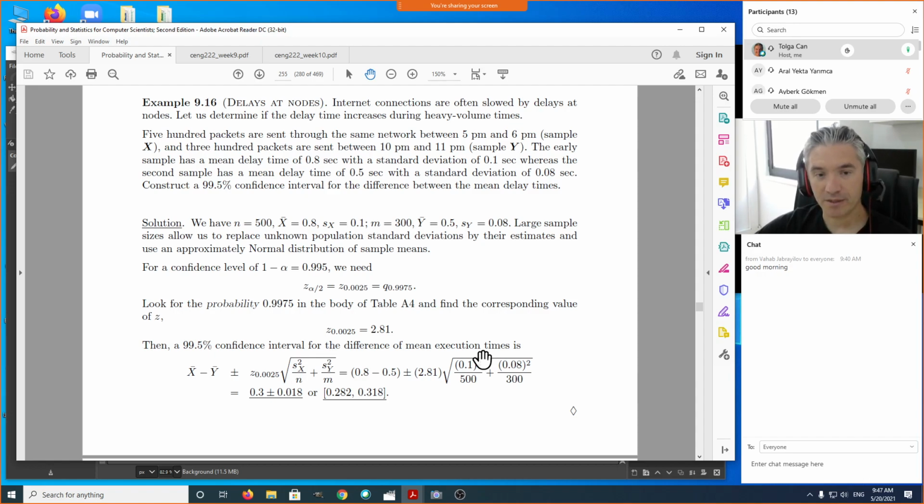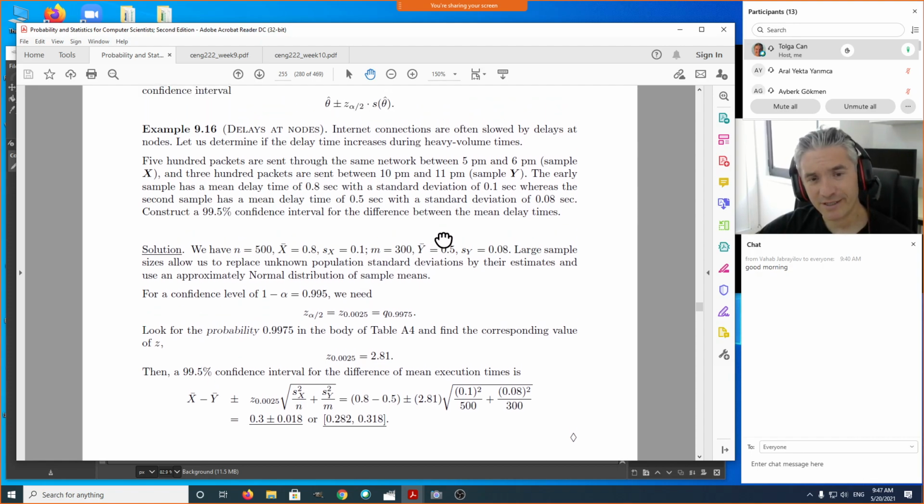I need to make this very clear: this Sx given in the question is not the standard error. It's the sample standard deviation, and it still refers to the standard deviation of individual variables, individual measurements.